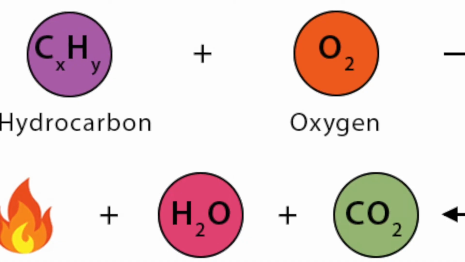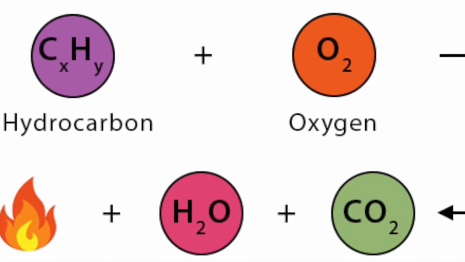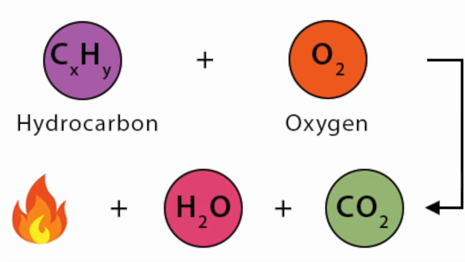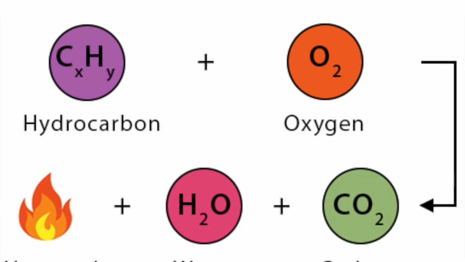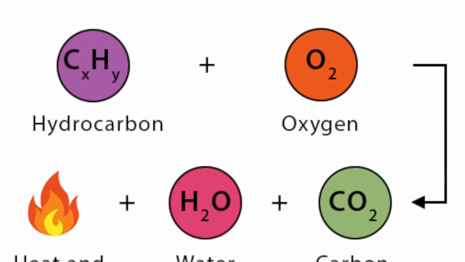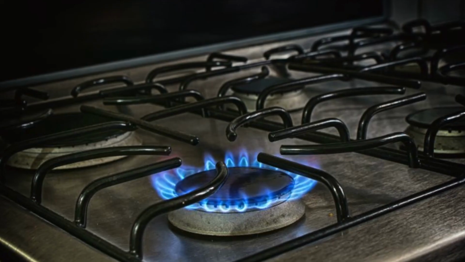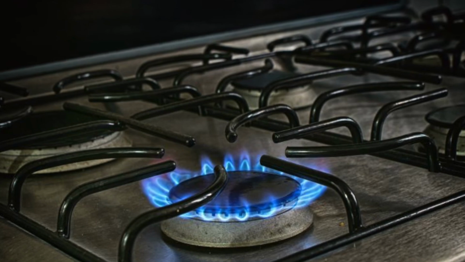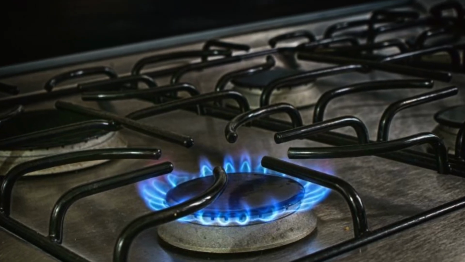The last reaction is the combustion reaction, which involves the combustion of hydrocarbons. The products will always be CO2 and H2O with heat, and the reactants are always hydrocarbons and oxygen. One example in the real world is when lighting a stove, there is a combustion of methane, which reacts with oxygen to create a flame.